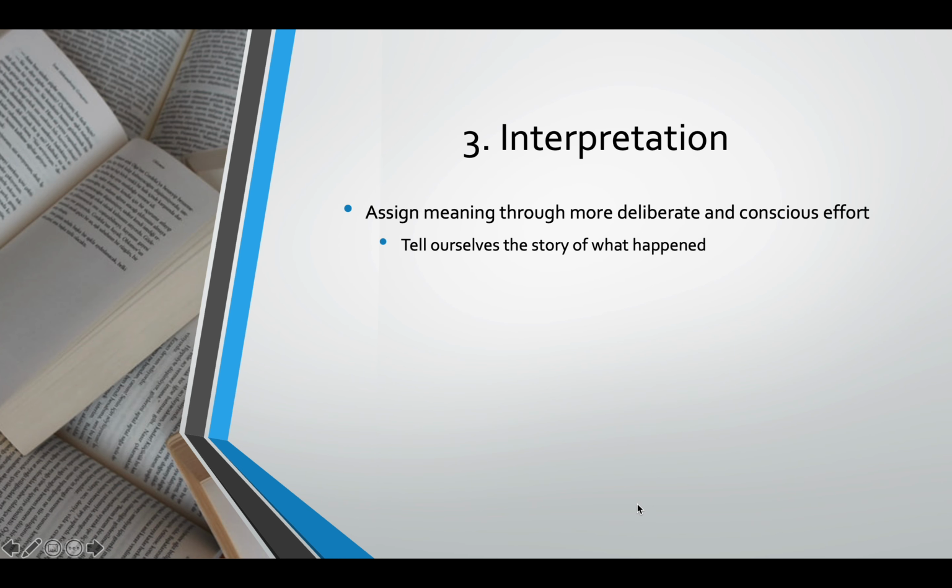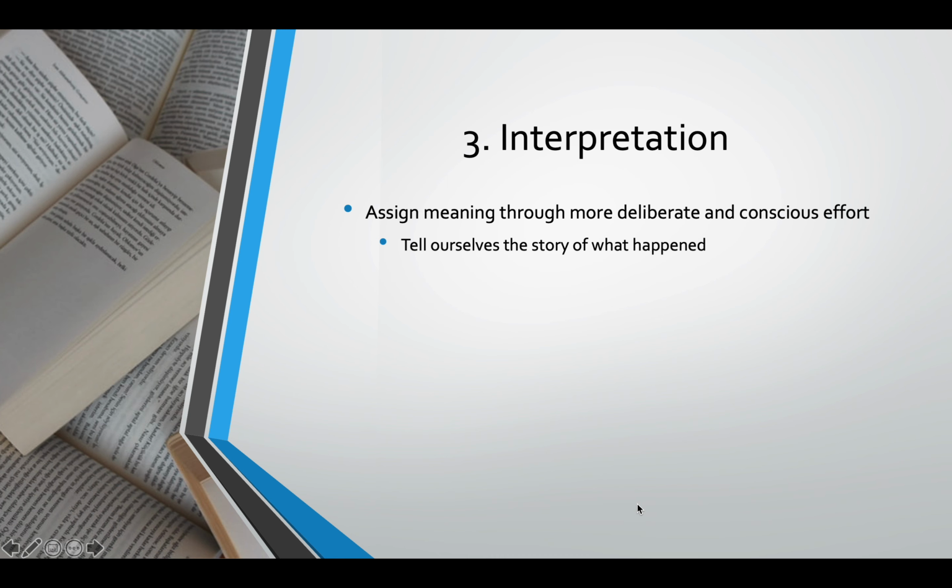One of the ways we do this is just by telling ourselves the story of what happened. So we're going to use a kind of narrative understanding of the world to interpret it. We're going to tell ourselves the story. And we might tell ourselves the story from our point of view. We might try to tell the story from other people's points of view as well.